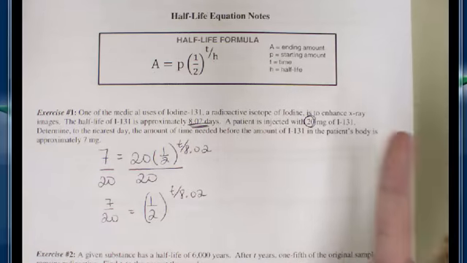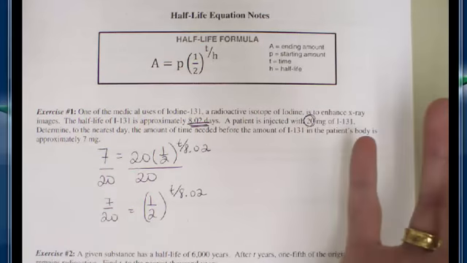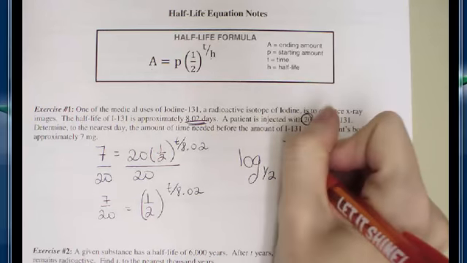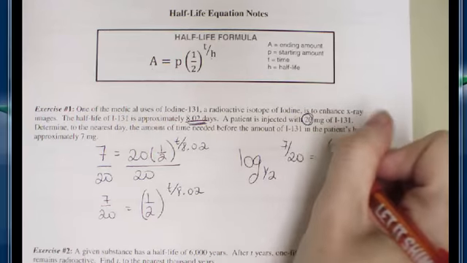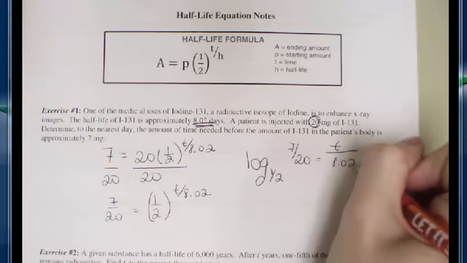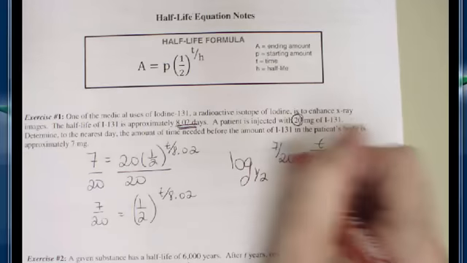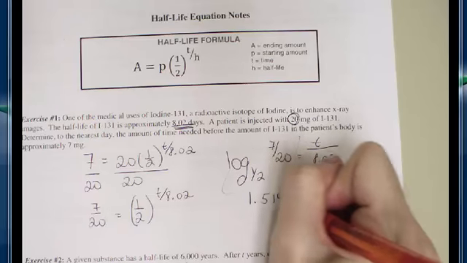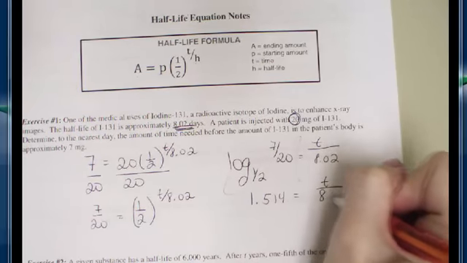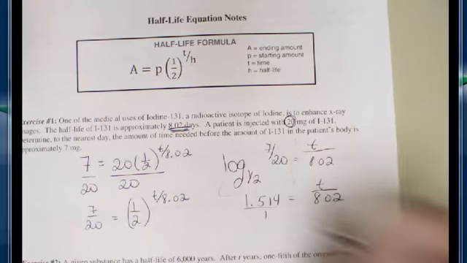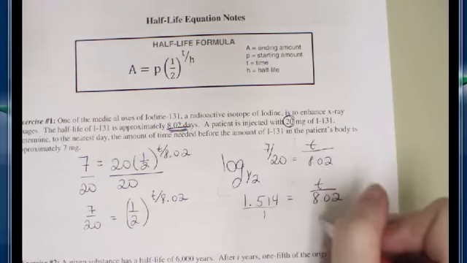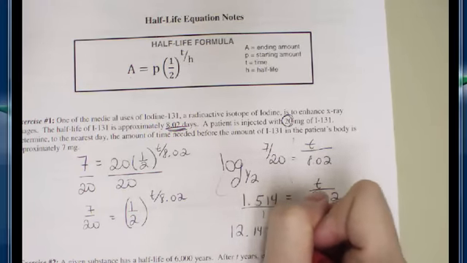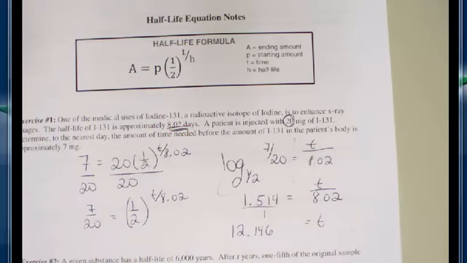You have an exponential, and the variable is in the exponent, so you cannot solve that directly. You want to go to logs. Log base 1/2 of 7 over 20 equals t over 8.02. So I will plug this part into the calculator, and I get 1.514, going on, using the whole decimal in the calculator. Put that over 1, cross multiply, so t equals 12.146.